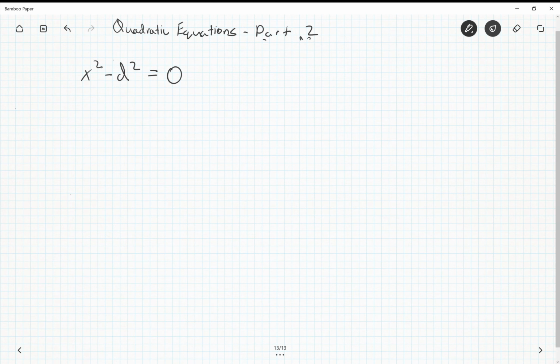Let's say x squared minus 4 equals 0. This is in the form of x squared minus d squared, and 4 can also be written as 2 squared, so x squared minus 2 squared. Therefore the 2 becomes the d. So we have to make this second term into a square, otherwise we cannot apply this. So now we would do x squared minus 2 squared equals 0.